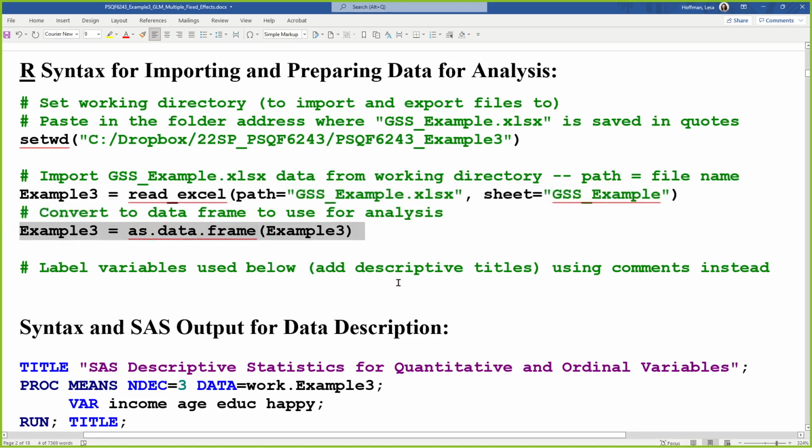And then setting it up as a data frame, because sometimes files are imported as different types, and in most cases, they have to be a data frame for you to do any kind of analysis. And R doesn't like variable labels for certain routines, so I have them in comments inside the example files. Okay. Any questions from R users?